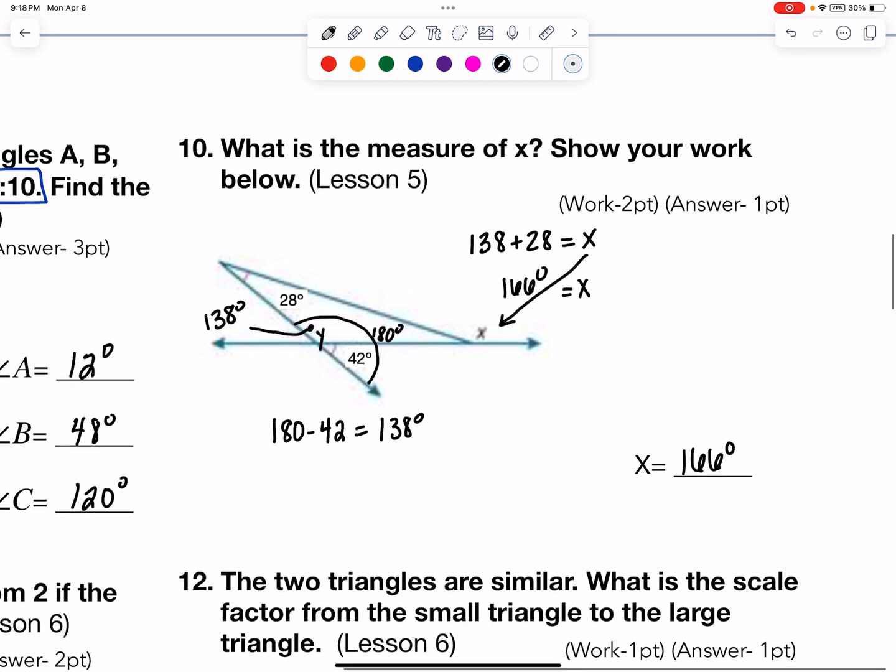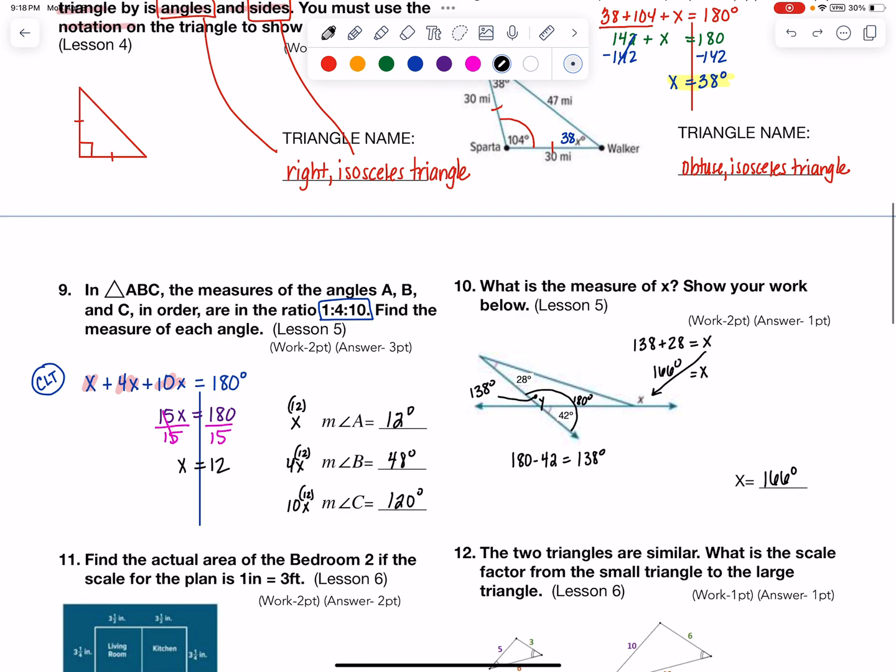Okay. We also could have done that. I think maybe that is the only way to do that, actually. There's probably other ways, but there's no reason to go vertical angle over there and that kind of thing. Okay, so that's your process for that one.